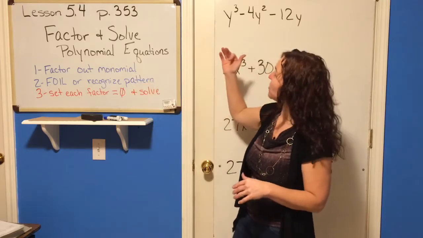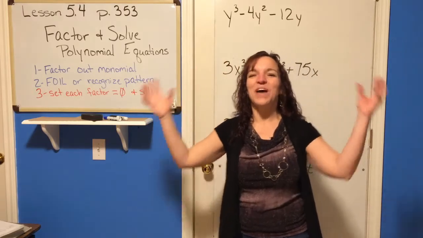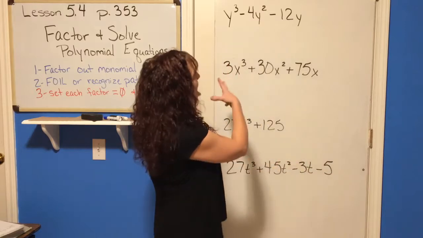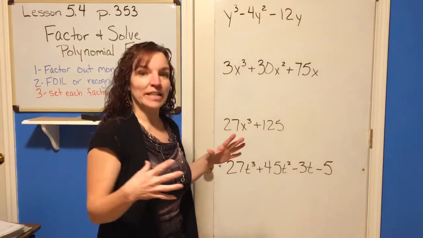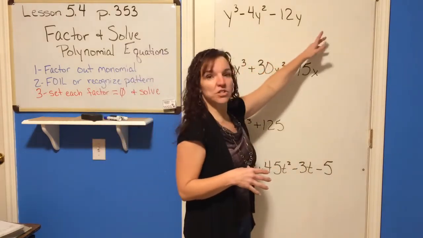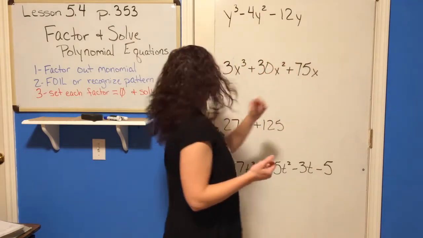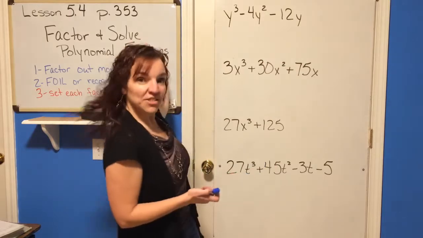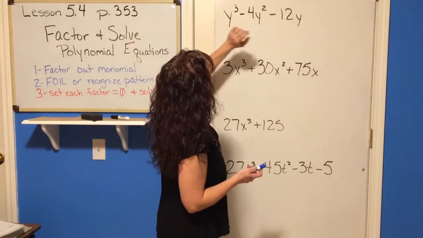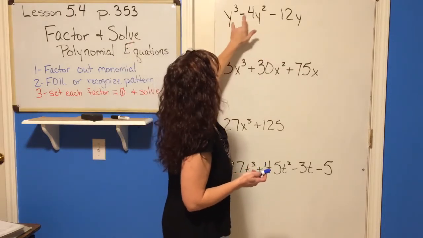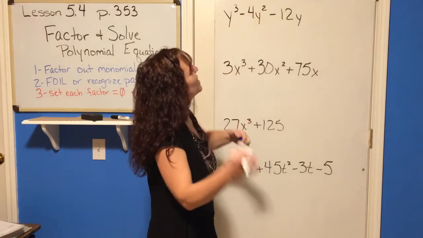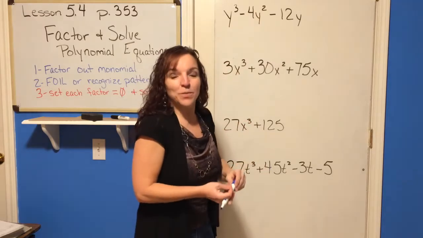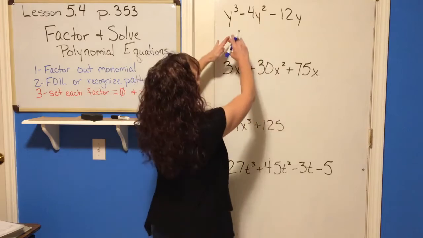So first, we're going to factor these expressions completely. Now remember, if it's not an equation, you can't solve anything. So we're not going to solve it, we're simply going to factor it. And step 1 is to factor out a monomial. So we've got y cubed minus 4y squared minus 12y. So we look to see, is there anything in common in all of these?